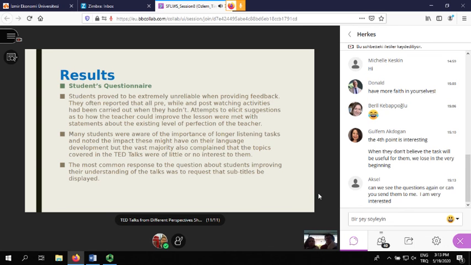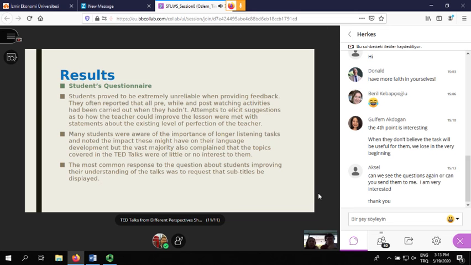And Gülfem says, when they don't believe the task will be useful for them, we lose in the way. Yeah, some of them, yes, but there were some enthusiastic ones as well. So this is really sometimes depending on the student. So we can win more people if we present, or they are so much involved from minute one. Yeah, we have more students involved, but there are some others. Yeah, Gülfem is right. No matter what you do, they are just sitting there as usual. This is not only about TED Talks.